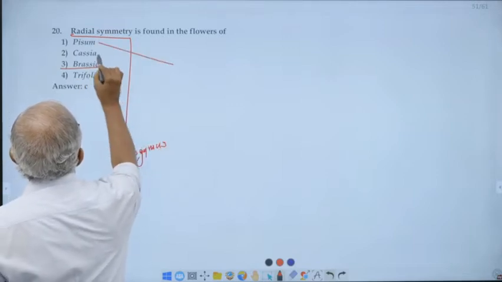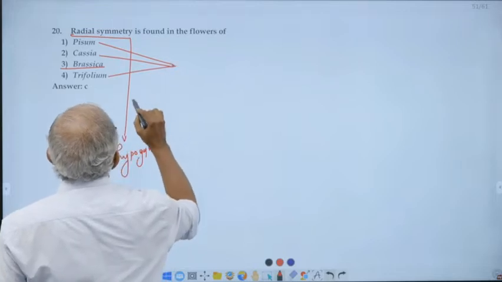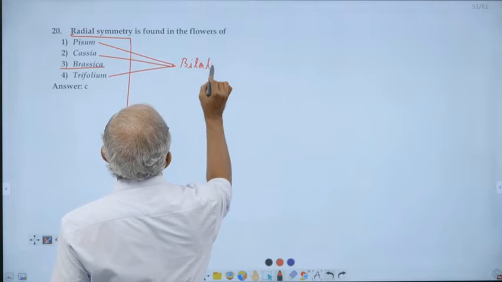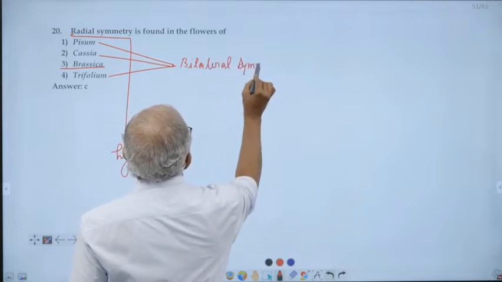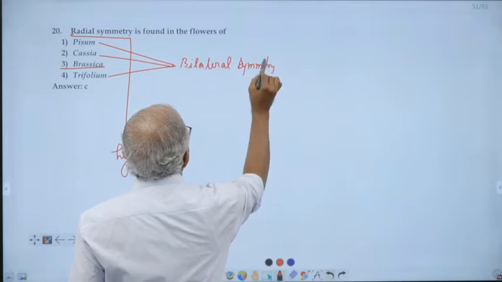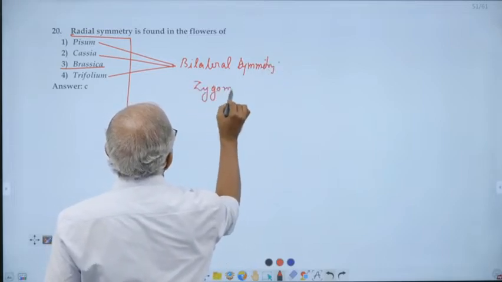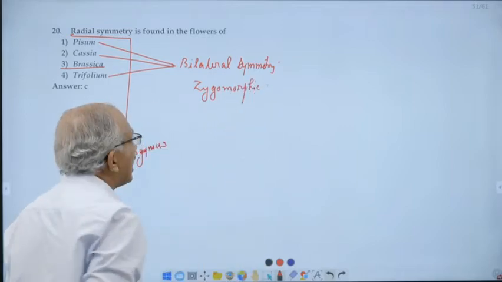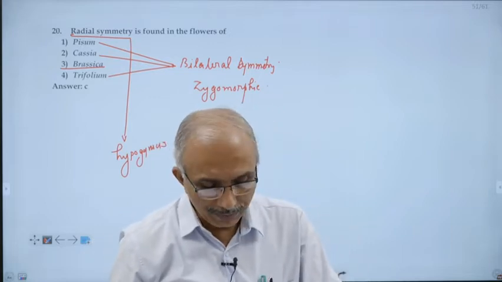In Pisum, Cassia, and Trifolium, the symmetry is bilateral symmetry. The flowers are zygomorphic. The symmetry is bilateral and the flower is zygomorphic.